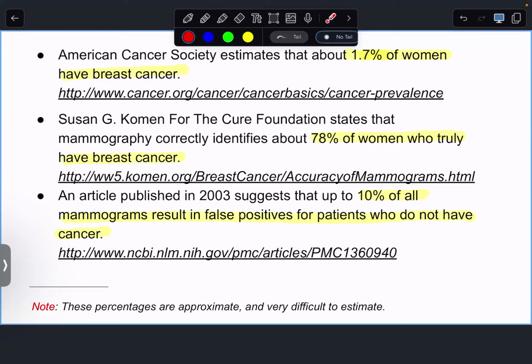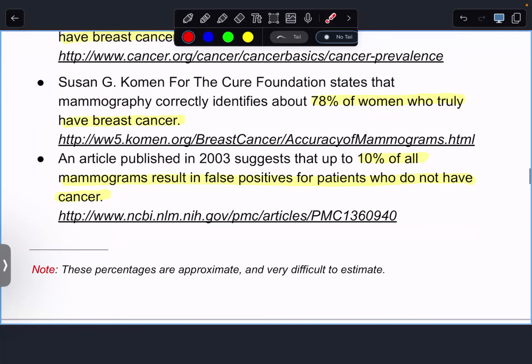Obviously, there's a footnote here that's worth mentioning: these percentages are approximate and very difficult to estimate, but these are our best guesses and might be outdated now, but still.